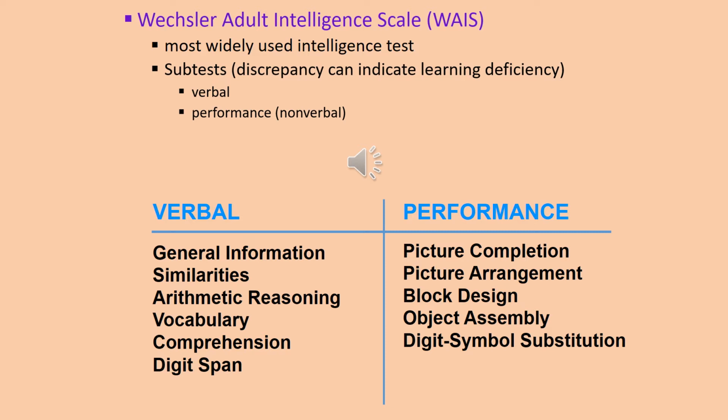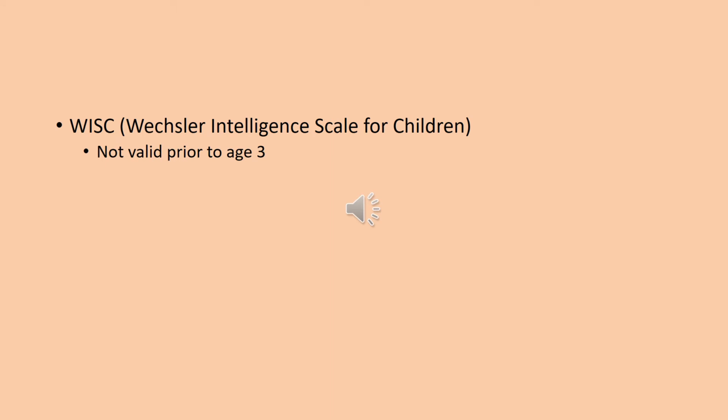One is verbal, which is similar to questions that you would be familiar with on an intelligence test that deal with verbal comprehension, basic arithmetic, reasoning, vocabulary comprehension, and general information. But it also has another part to it, which is nonverbal, called performance. This would be like block assembly, pattern formation, picture arrangement, picture completion. The discrepancy between the two parts, the verbal and performance part, could indicate a learning disability.